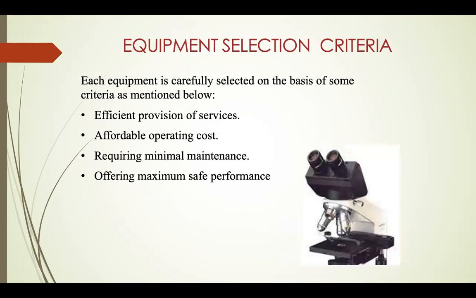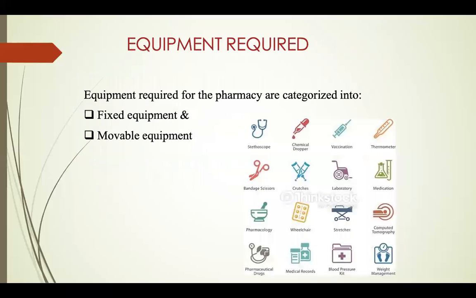Now, equipment selection criteria. Each piece of equipment is carefully selected on the basis of criteria mentioned below: efficient provision of services, affordable operating cost, requiring minimal maintenance, and offering maximum safe performance. Equipment required for a pharmacy is categorized into fixed equipment and movable equipment.